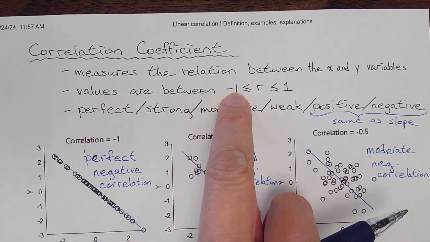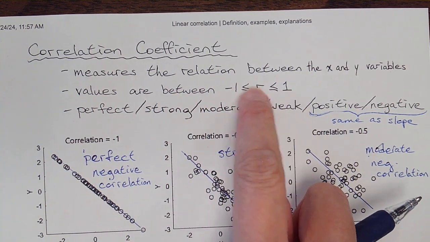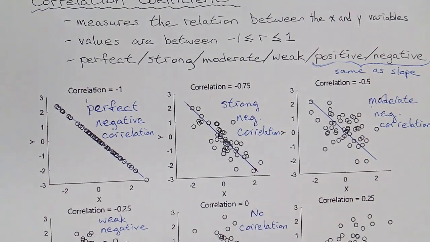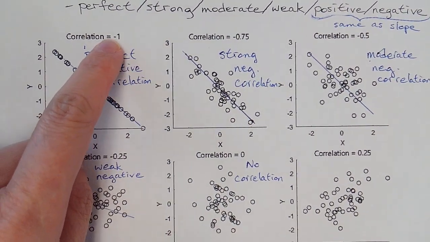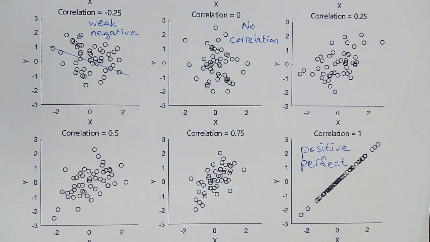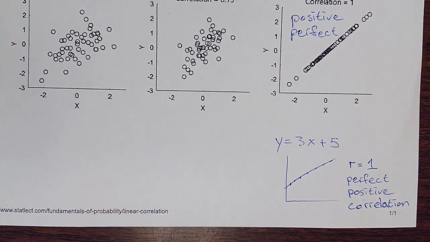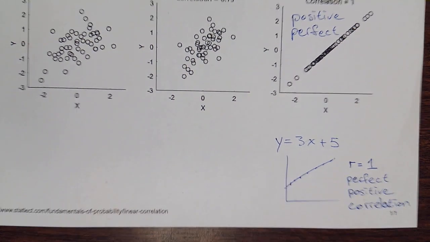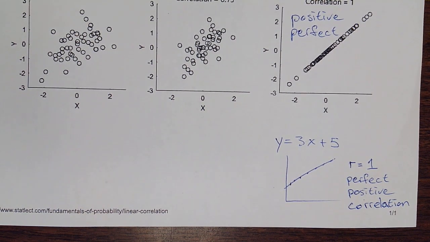Right. So remember, for all of these, it's a measure between -1 and +1. When it's perfect, it's either -1 or +1. You need to know this for your assignment on Friday. So let's try some word problems, now that we know what the correlation coefficient is.